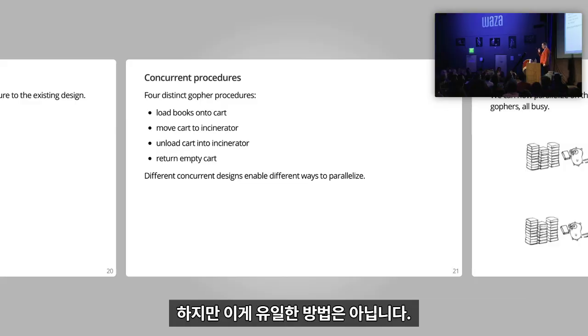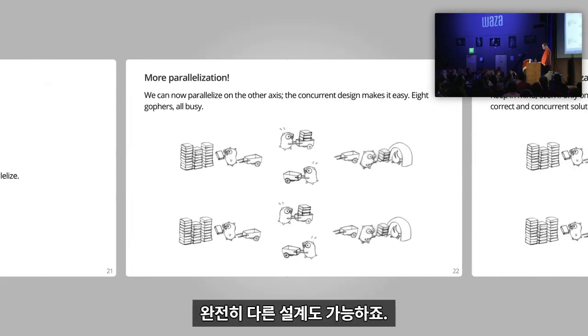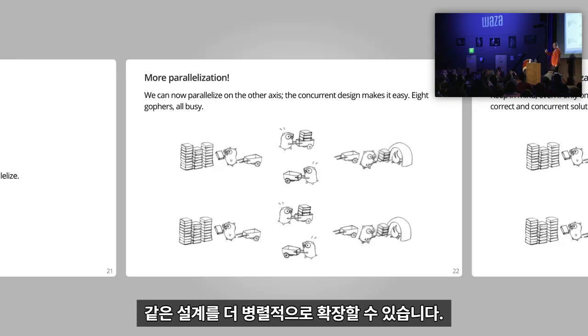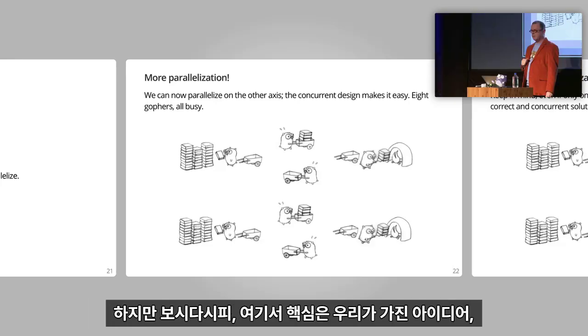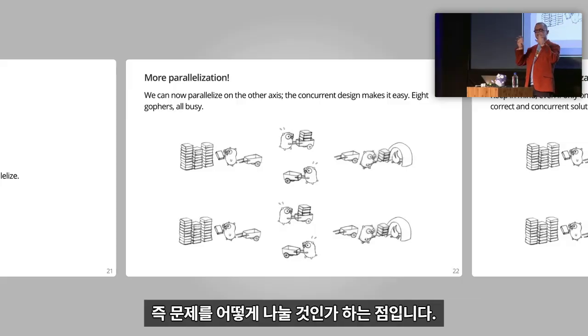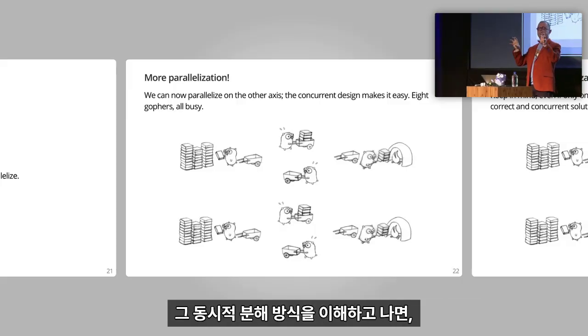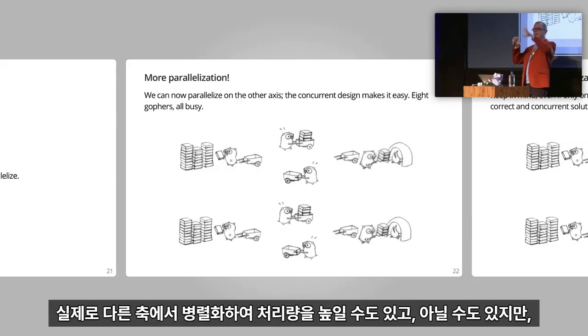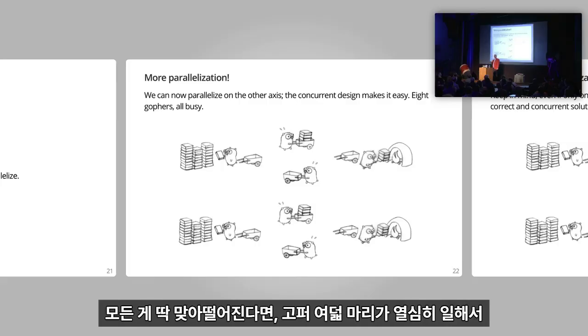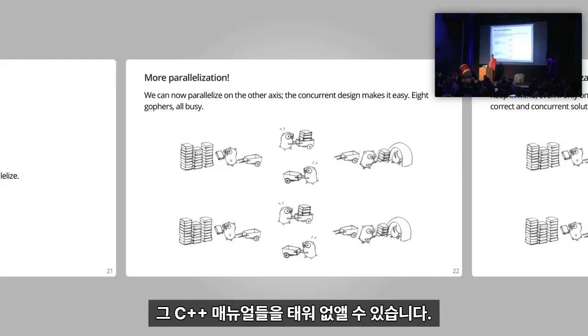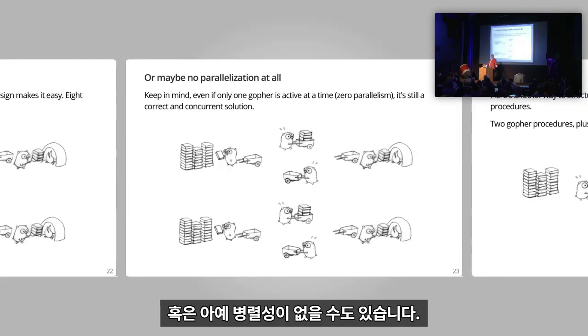But that's not the only way we could do it. Here's a completely different design. Sorry, not completely different. Here's the same design made more parallel by putting another pile of books, another incinerator, and 4 more gophers. But you see, the key point here is, we're taking the idea of how we break the problem up, and once we understand its concurrent decomposition, we can actually parallelize it on different axes and get better throughput, or not, but at least we understand the problem in a much more fine-grained way. We have control over the pieces. In this case, if we get everything just right, we've got 8 gophers working hard for us, burning up those C++ manuals.